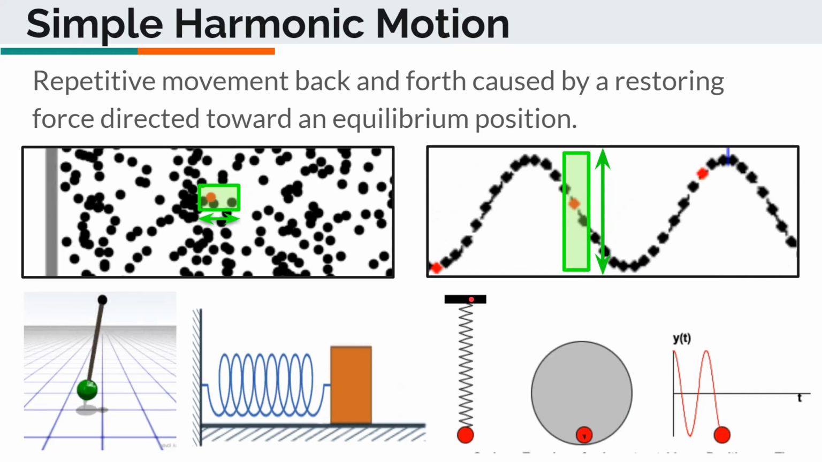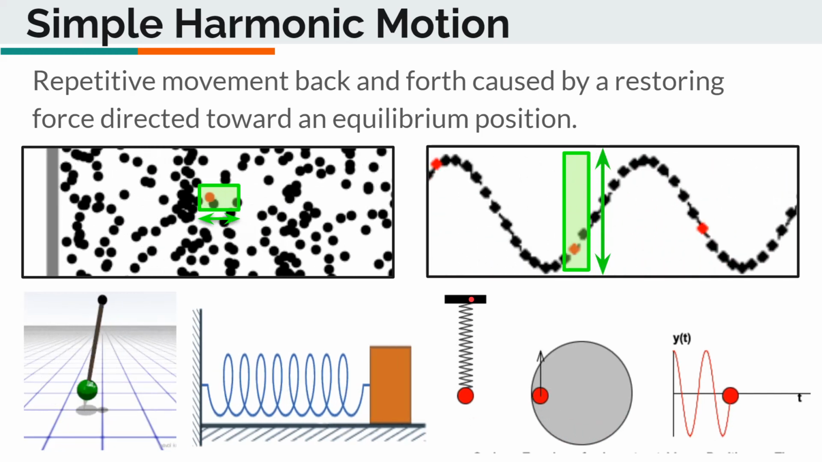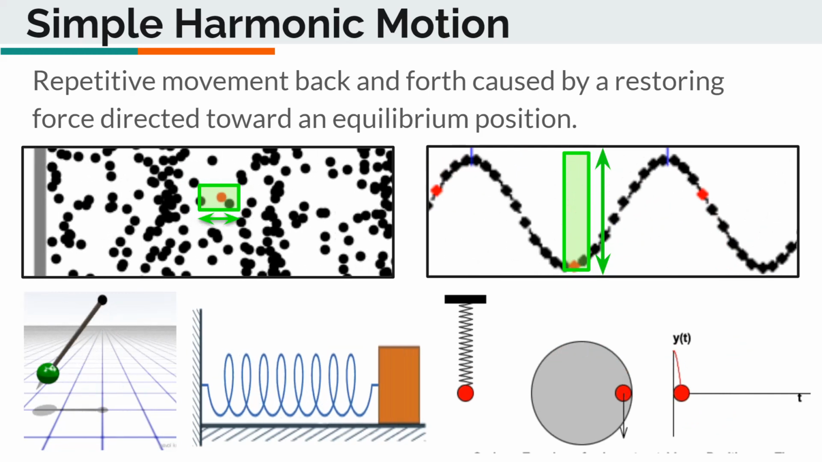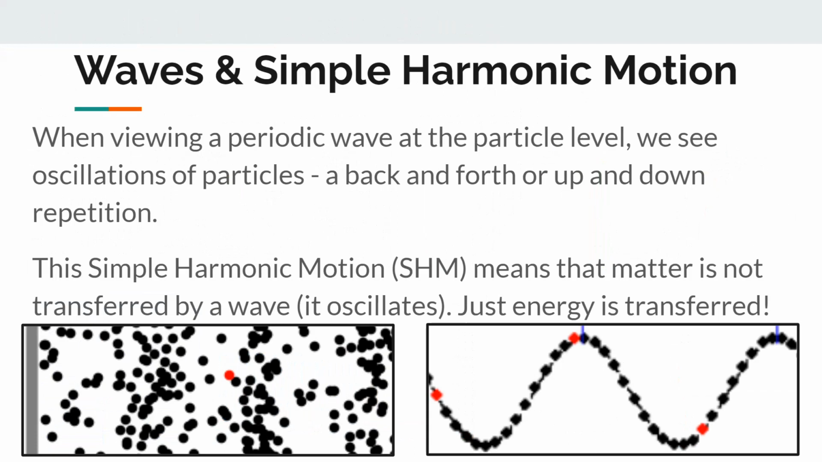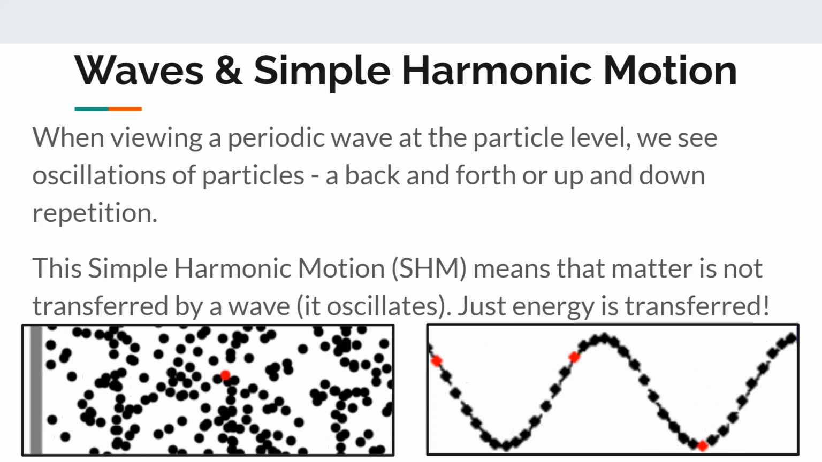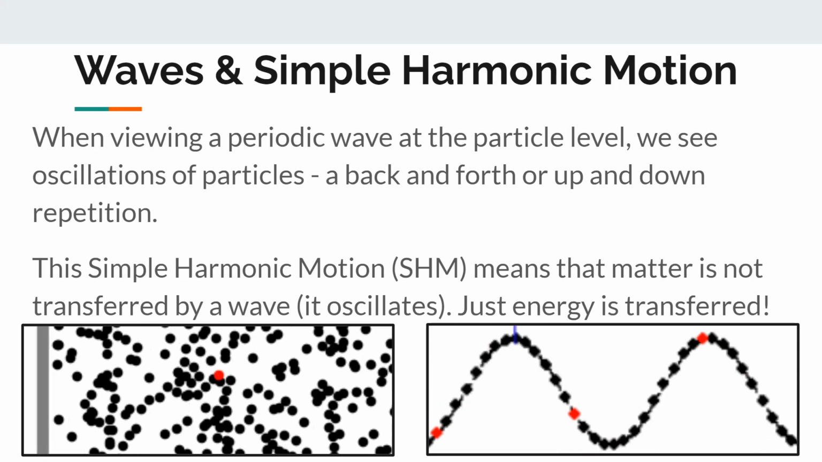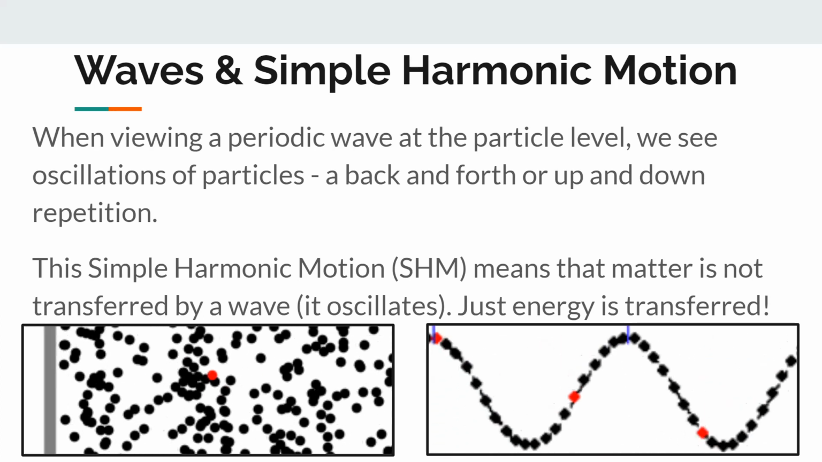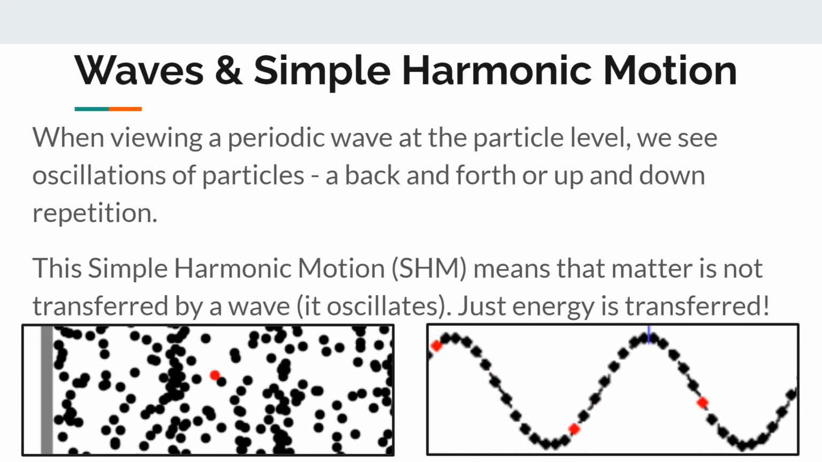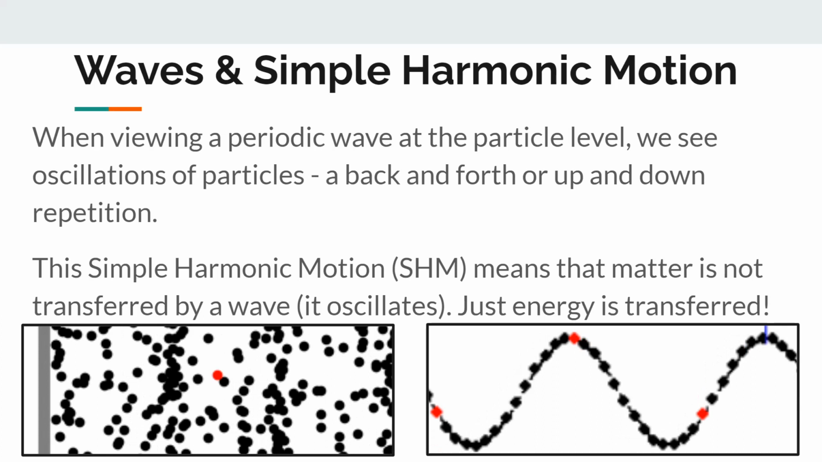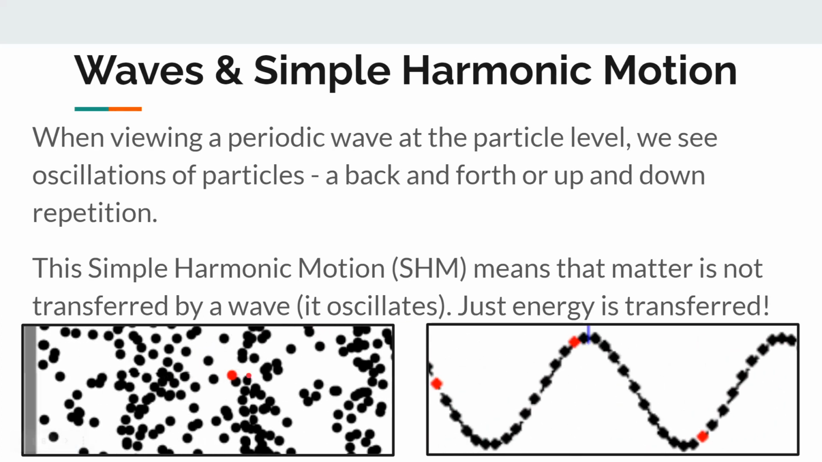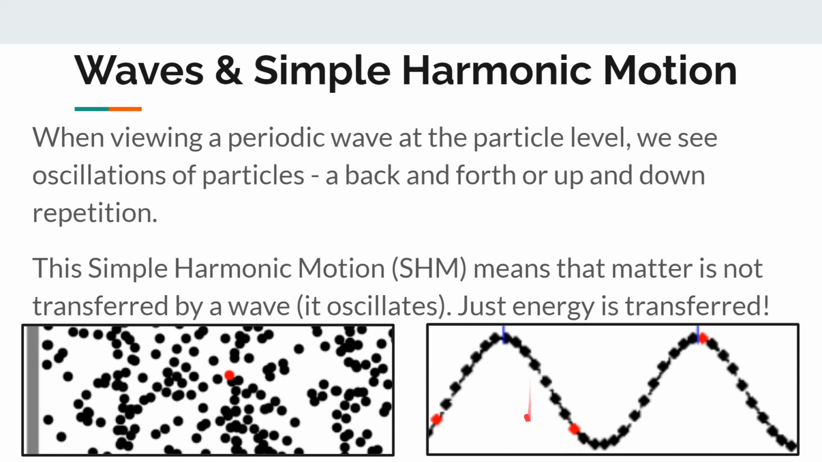But all of these show this repetitive back and forth or up and down motion that's caused by some restoring force toward an equilibrium position. So when we view a periodic wave, those waves that have that regular pattern to them, at the particle level, we can see that the particles undergo simple harmonic motion. These two images were the first two images on that last screen. And if you focus on one of those red dots, you can watch its regular back and forth motion, or its regular up and down motion.